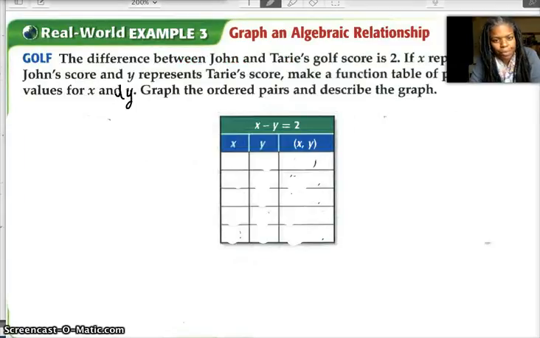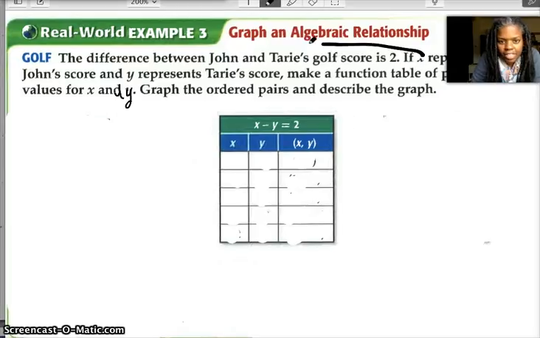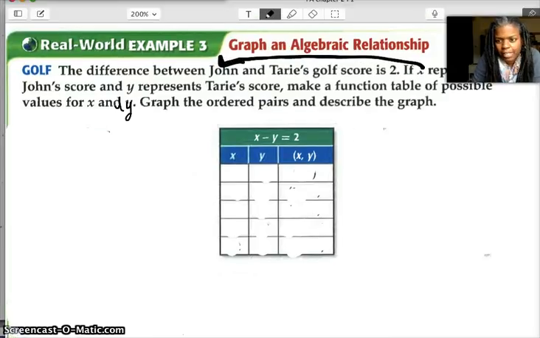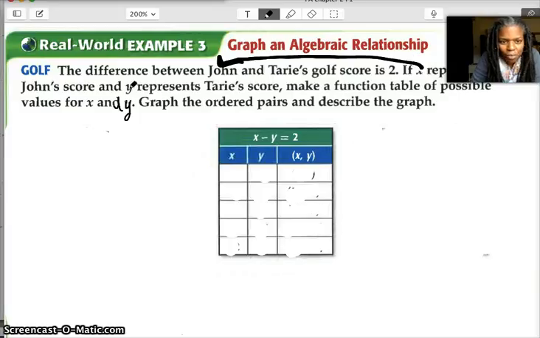In this example 3, we're given the fact that the difference between John and Terry's golf score is 2. If we let x represent John's score, and if we let y represent Terry's score, we're going to make a function table of possible x and y values. So we know that x is John's score and y is Terry's score, and we recognize that they are 2 apart. So x minus y, if we took the difference of the 2 scores, we get 2.